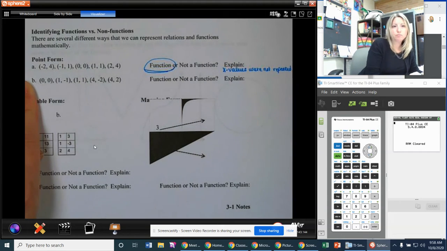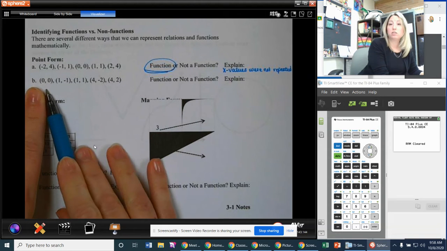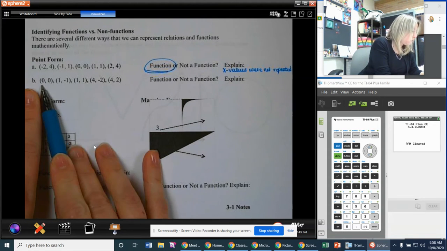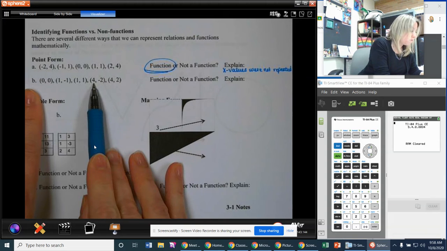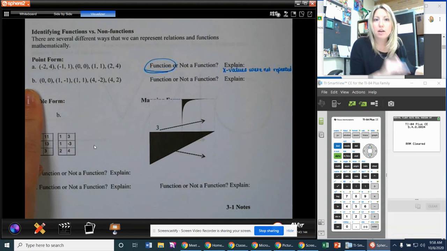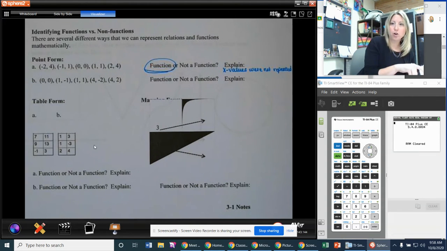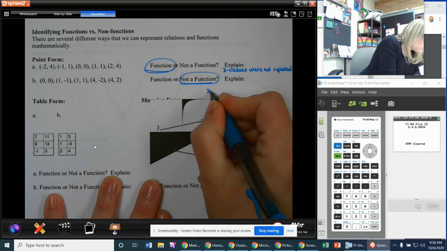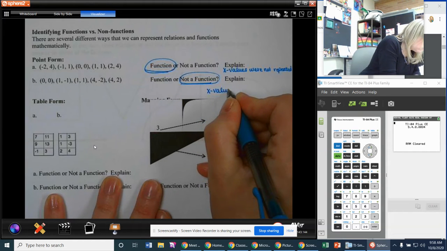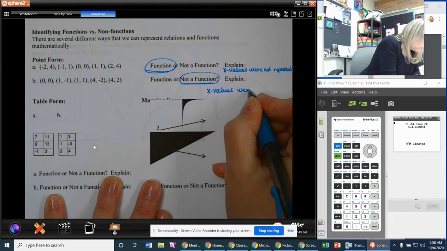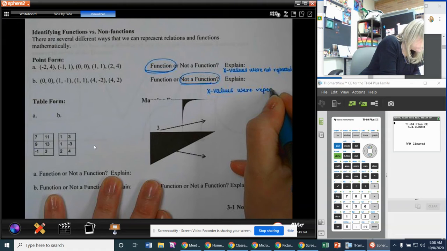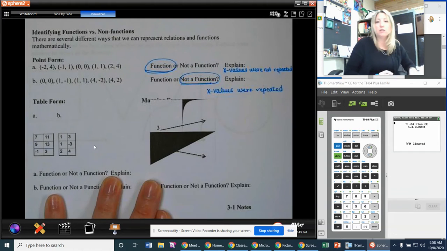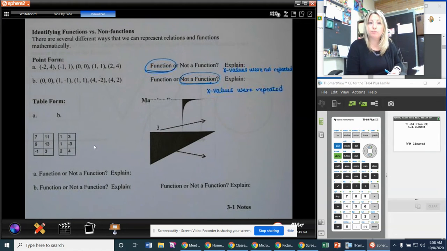Okay, next set of points. Look at your X values. 0, 1, 1, 4, 4. Uh-oh. Is this relation a function or not a function? It's not a function. The reason? X values were repeated. So this is not a function.